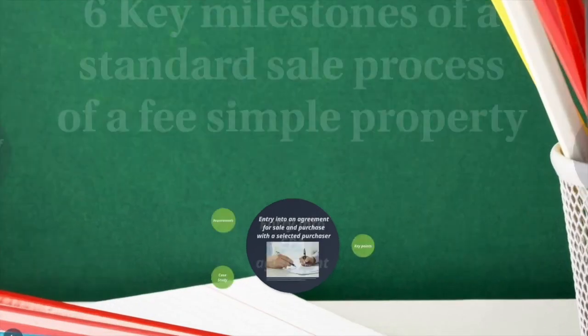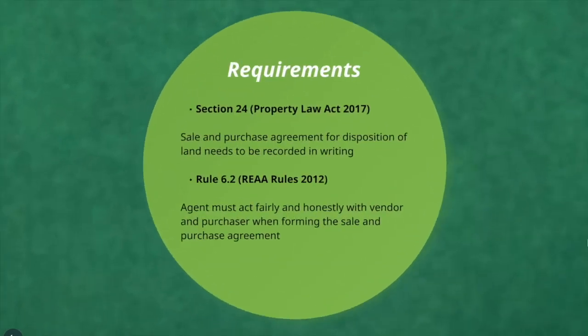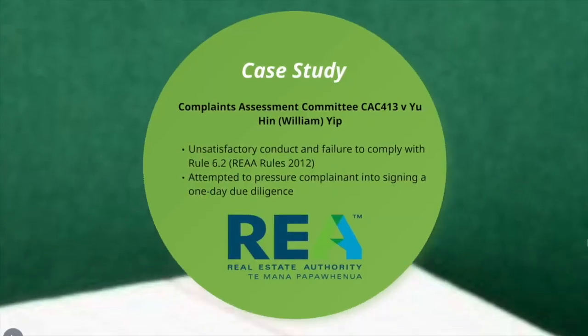The next step is for the vendor to enter into a sale and purchase agreement with a selected purchaser. For the disposition of land, the sale and purchase agreement needs to be recorded in writing. Rule 6.2 states that the agent must act fairly and honestly with vendor and purchaser when forming the sale and purchase agreement. Per the Complaints Assessment Committee CAC 413 and Yu Hin William Yip case, the licensee Mr. Yip engaged in unsatisfactory conduct and failed to comply with Rule 6.2.